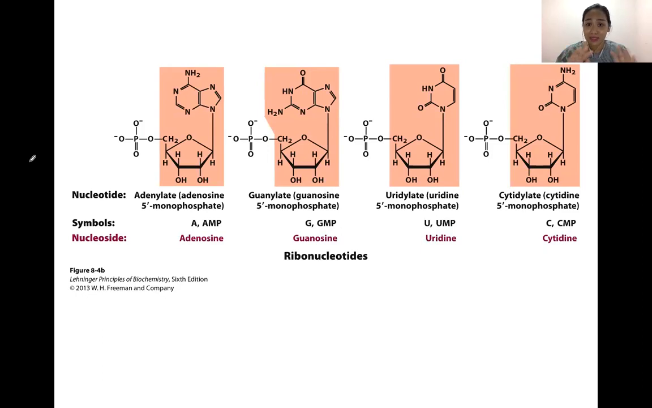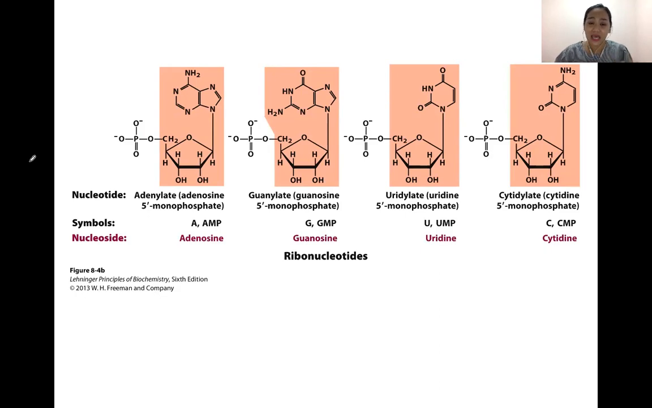term because it's not deoxy, right? The 2' carbon is hydroxylated. So the nucleoside, if adenine is present as the N base, is called adenosine. The nucleotide is adenosine 5' monophosphate, right? It's almost similar. Just remove the deoxy part of the name. And then the nucleotide is called adenylate.